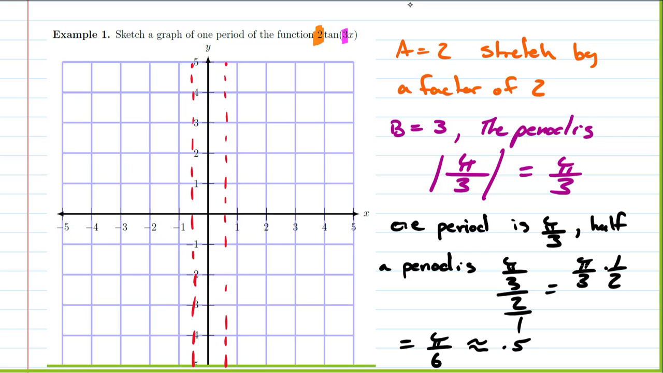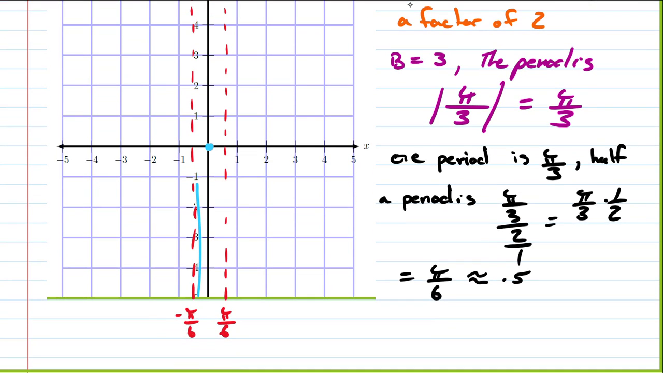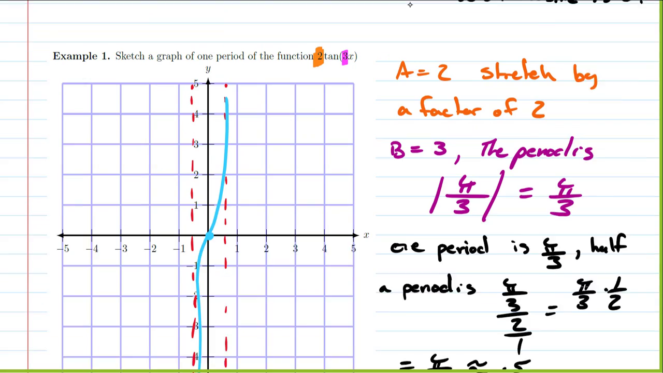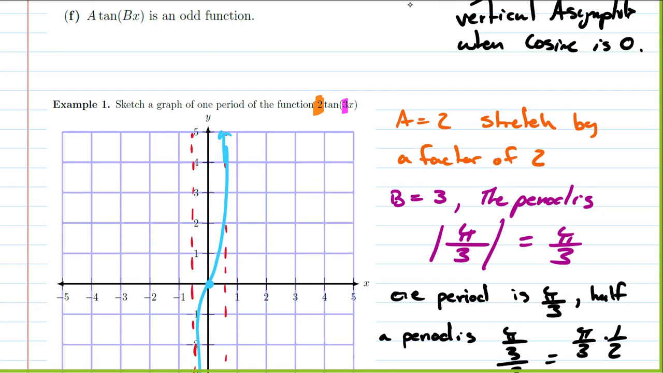So our graph can be super skinny and look something like that. I ran over my asymptote, but that's okay.